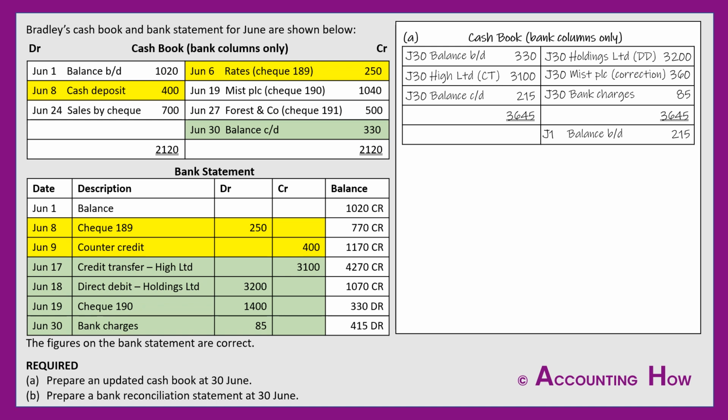Just one other thing to say on that Mist PLC. In his cash book, I've put Mist PLC. Technically, you could put suspense because we don't know for definite what figure Bradley's put in the actual Mist PLC account. He might have put 1,040 in there. He might have put 1,400 in there. So it might be that it needs to be corrected via the suspense account. But Mist PLC or suspense, either narrative should be accepted.